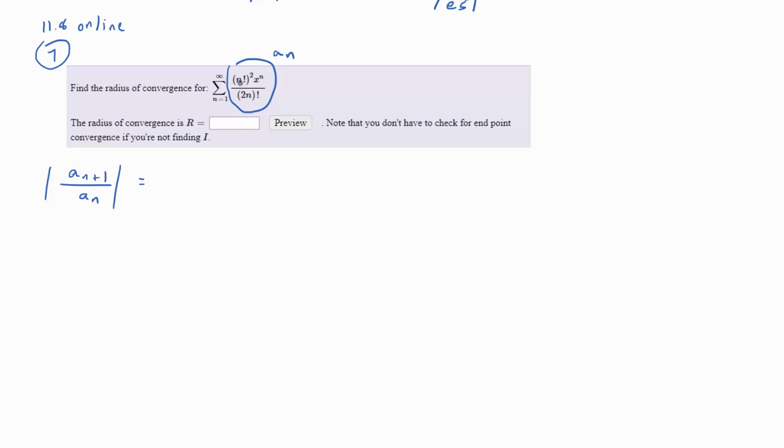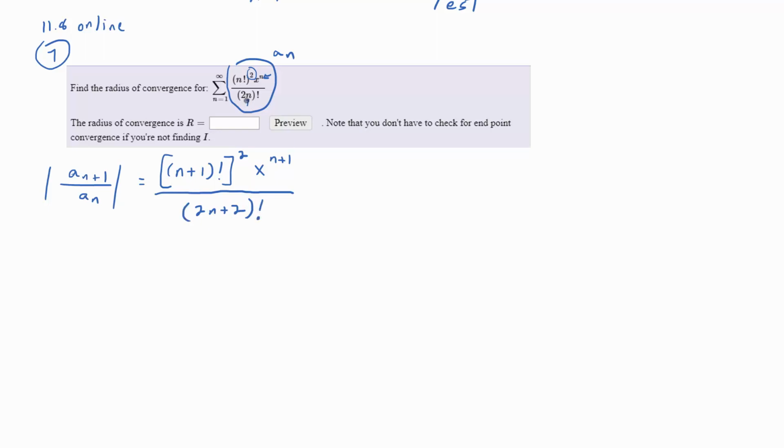So if you do that, you'll get (n+1) factorial. But it's (n+1) factorial squared, so we've got to maybe put brackets around it and then square the whole thing like that. Times x^(n+1), filling in right there. Divided by, okay, (2(n+1))! If you distribute the 2, it's 2n + 2, and then a factorial after that. Does everybody see what I did in that step?